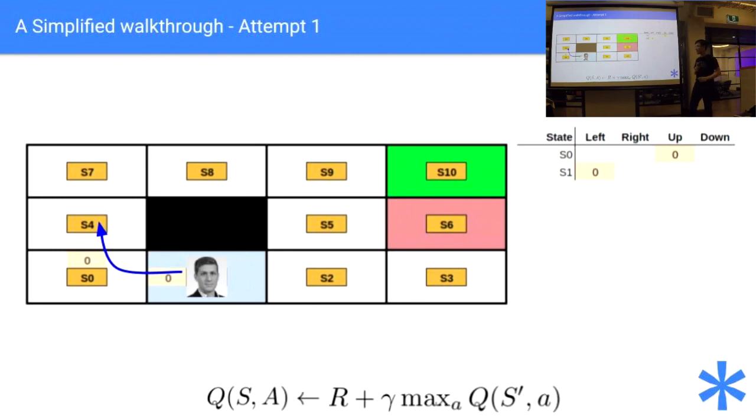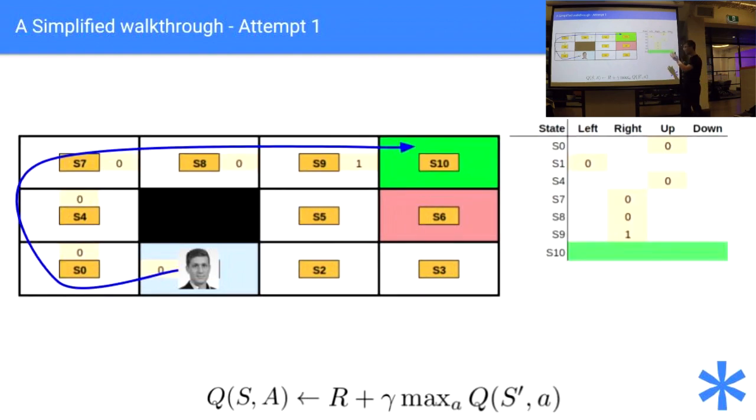Goes up, pretty much the same thing, because he moved from state 0 to S4: 0 plus max of all zeros, 0. And as he travels a little bit further, he gets lucky and eventually ends up in S10. What happened there?